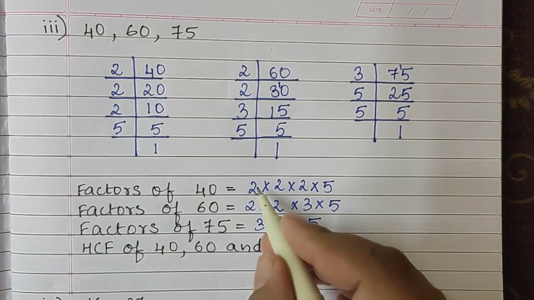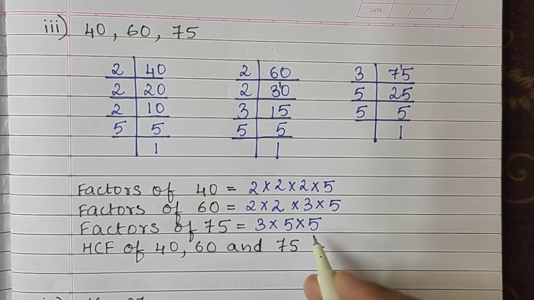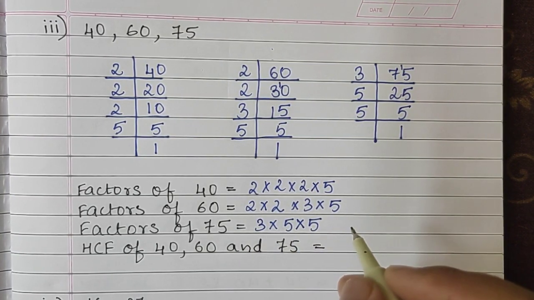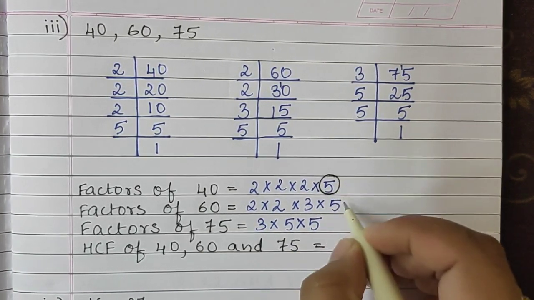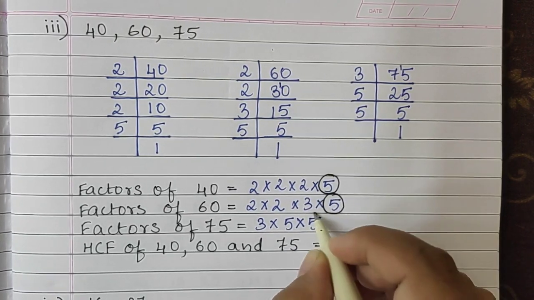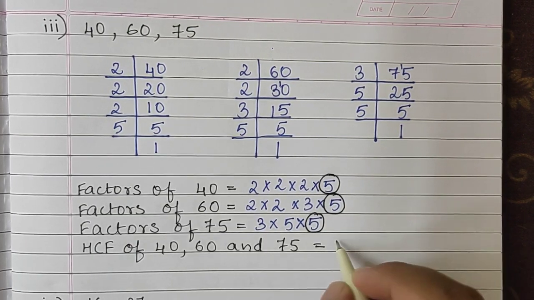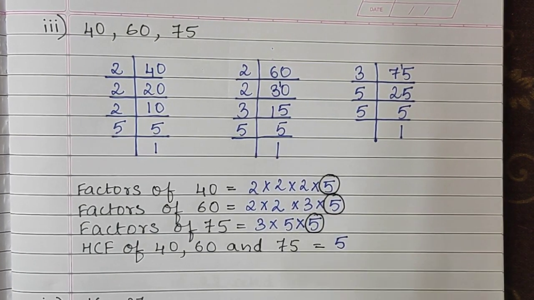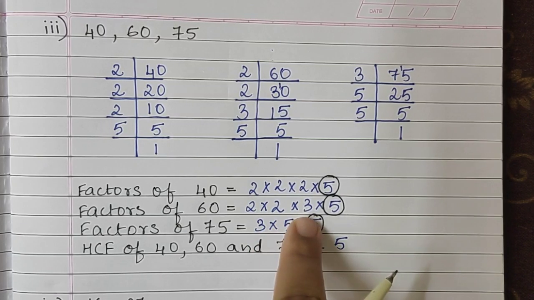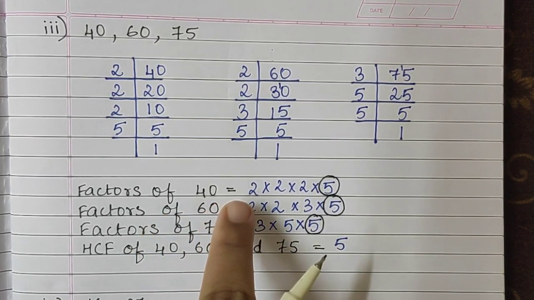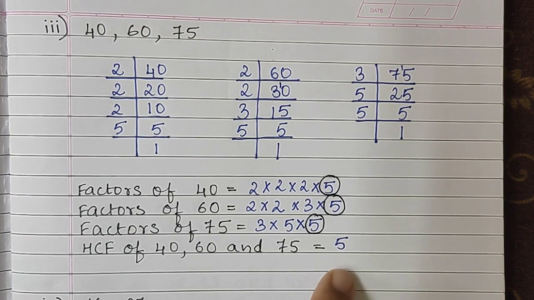We cannot take 2 and 2 because it's just common in these two. It's not in the third number. So we cannot take the number 2. We have to pick a number that is there in all 3. So you can spot the number 5 here, and here, and here. So we will write 5. Is there any other number that is common throughout? No. The number 3 is only with 60 and 75, not with 40. So the HCF of 40, 60 and 75 will be the number 5.